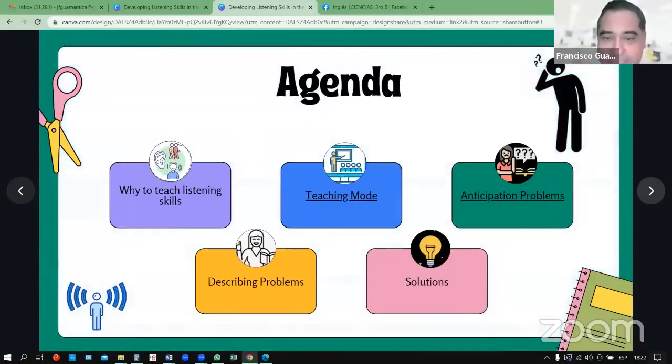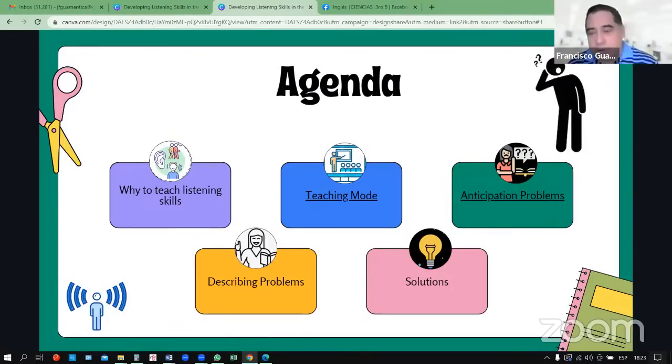So the agenda, I'm going to read the agenda, and we are going to discuss why to teach listening skills. We are going to name some cases. The teaching mode: we are going to focus on an in-class situation, an online situation, or a blended situation, because that's what probably your situation is, and it is going to be discussed here today.